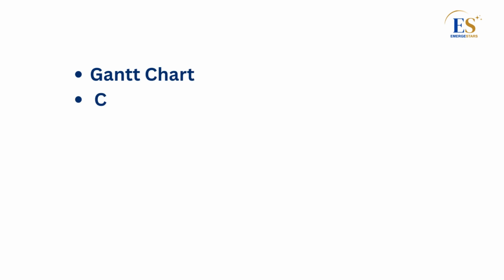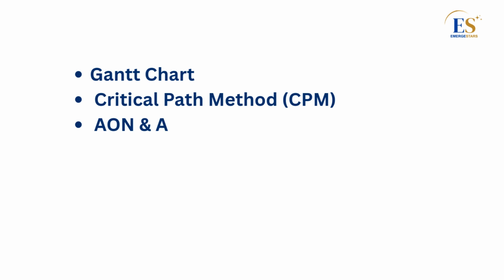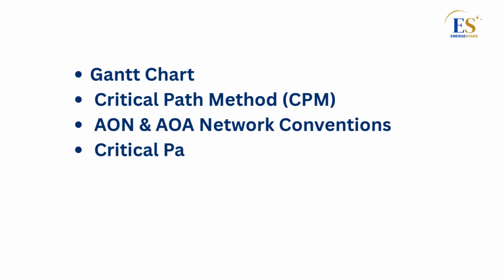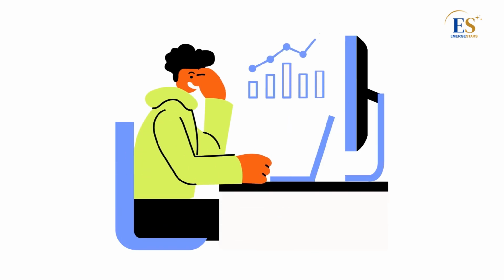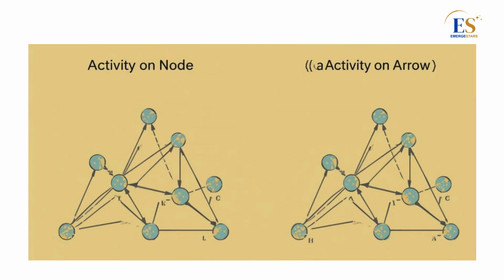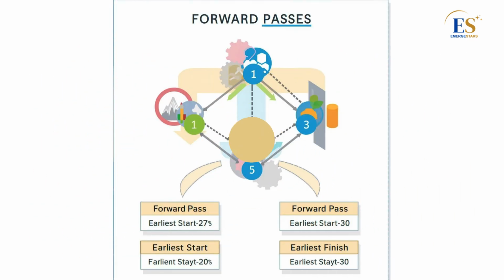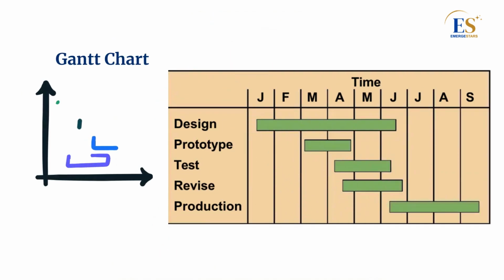Project management techniques like Gantt chart, critical path method (CPM), AON and AOA network conventions, critical path analysis, project scheduling, and advantages of CPM. By the end of this module, you'll be able to use a Gantt chart, draw network diagrams, perform forward and backward passes, and determine the critical path for any project.